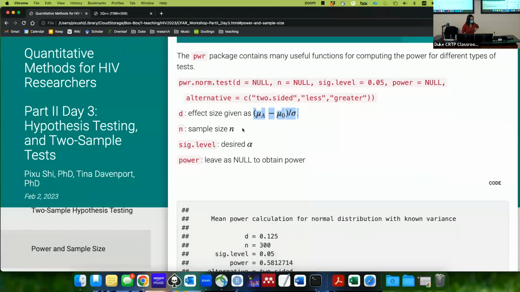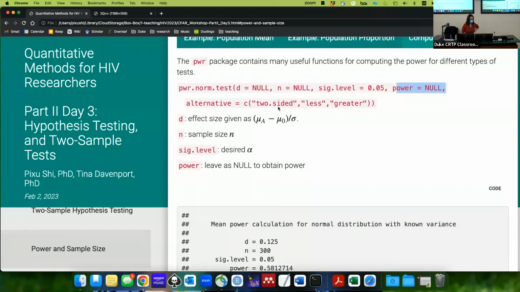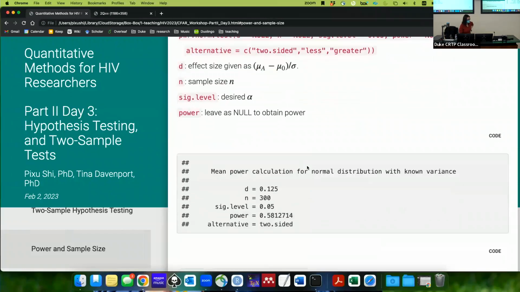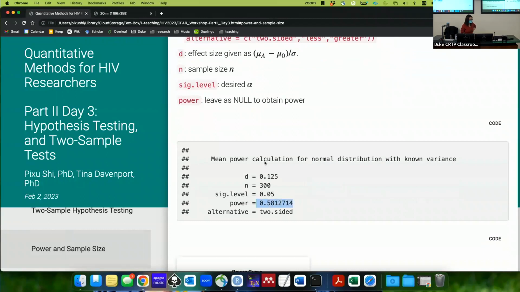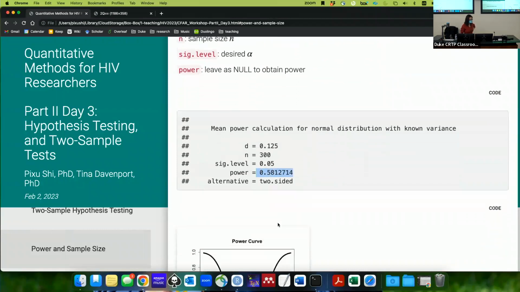And you can plug in the sample size and the significance level and leave the null for power to calculate the power. You can also leave the sample size as null and power as 0.8, for example, to get the sample size calculation. It will actually be the same function. You just leave those two things null differently. So in this case, we leave the power null, and it will provide you with the power when the other values are chosen like this.